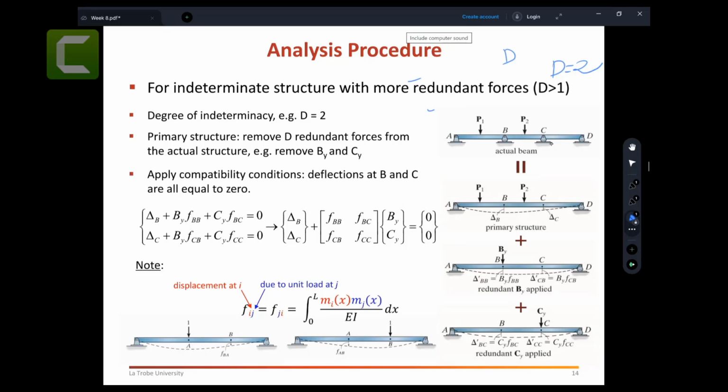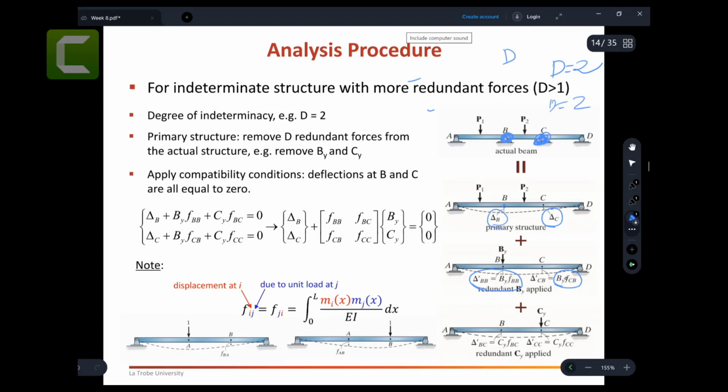So for example, you have degree of indeterminacy 2 here. So you can remove this and you can remove this, 2. Then you have a displacement here, displacement here. You can find this displacement first. Then you put By where you remove that one, and you can find By fBB dash and By fCB dash.